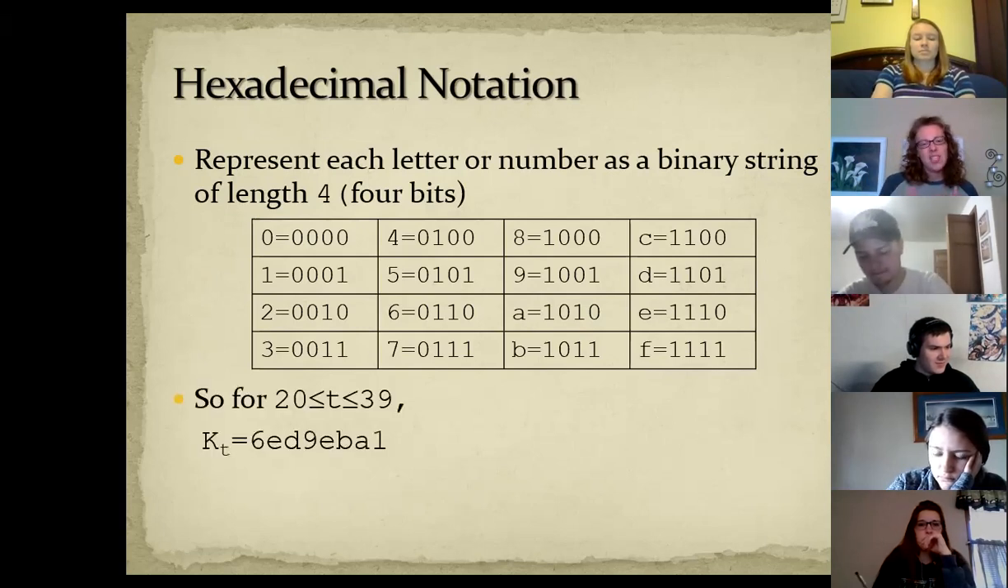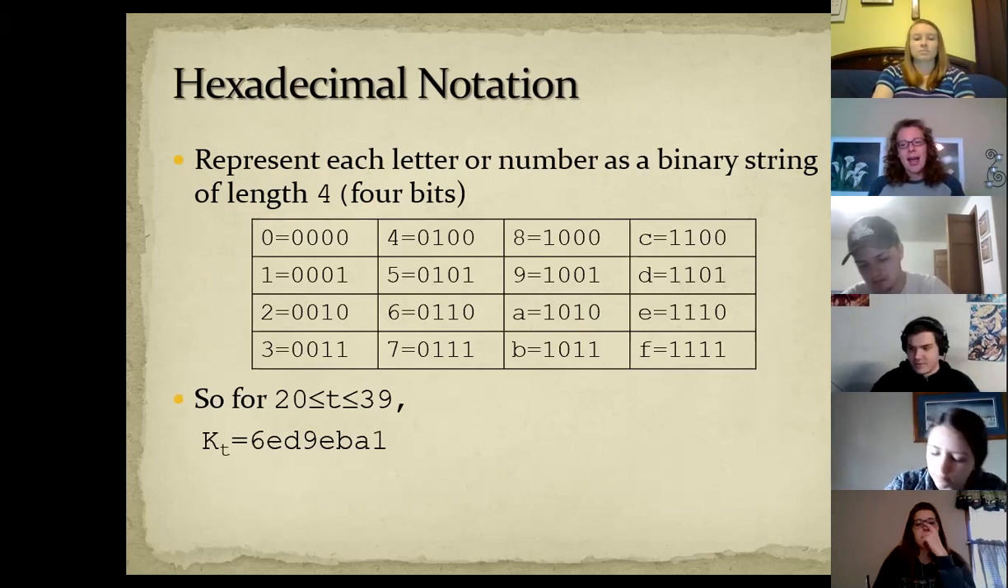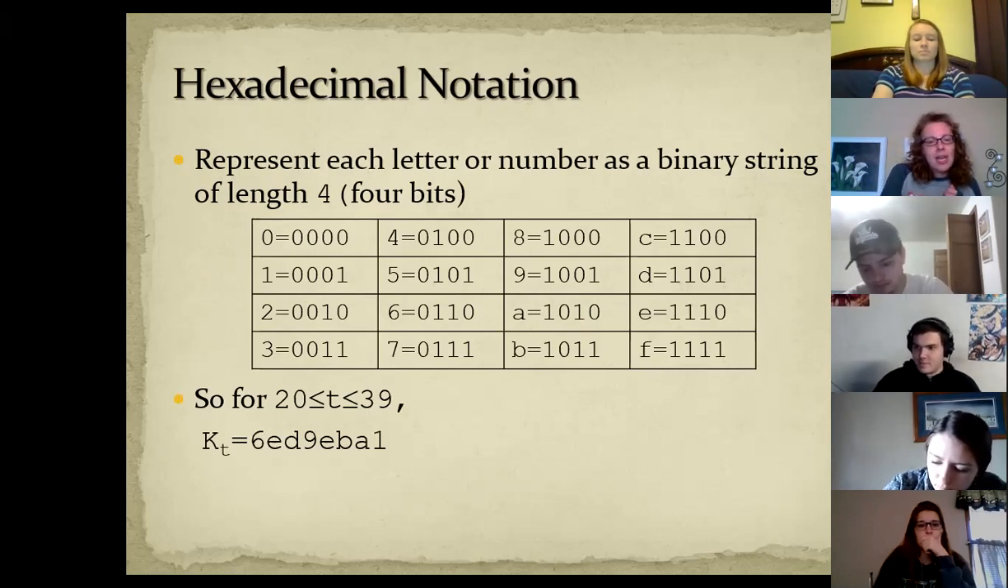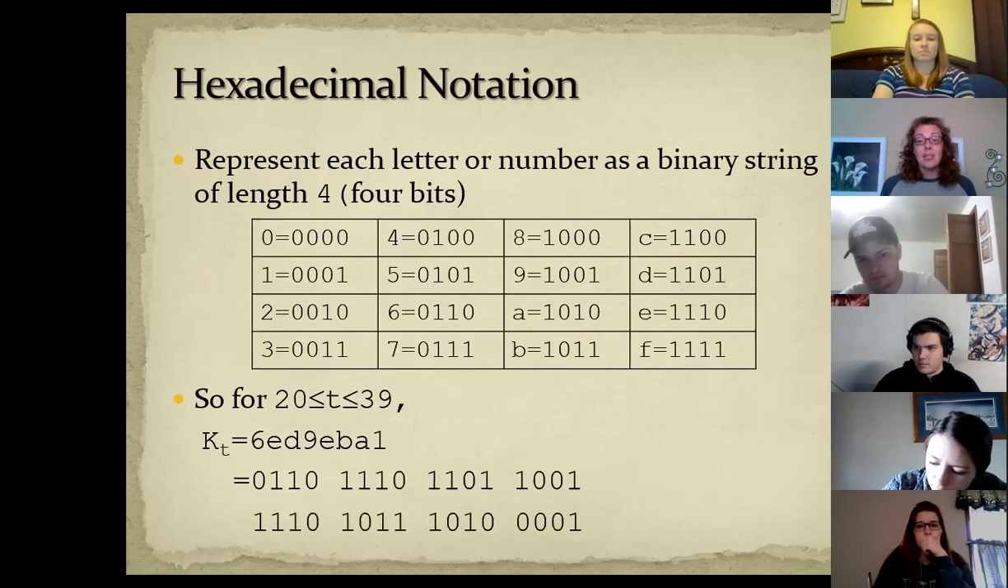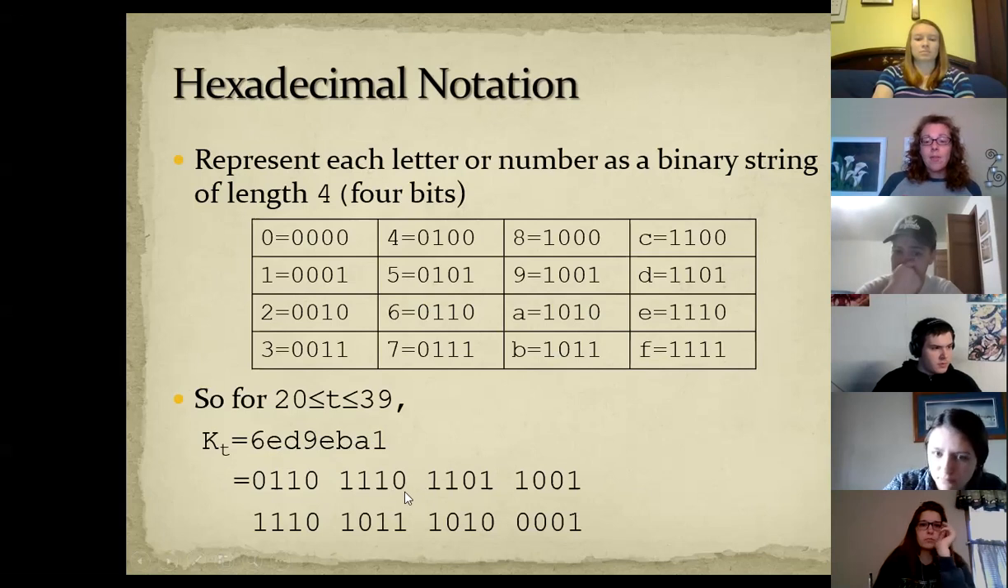For example, if t is between 20 and 39, this was the constant that I had in hexadecimal notation. That's from the previous slide, right? If t is between 20 and 39, that's my constant. I can also turn that into binary notation. So 6 is 0, 1, 1, 0. That's my first block of characters here. E is 1, 1, 1, 0. So we can go back and forth from hexadecimal to binary notation.